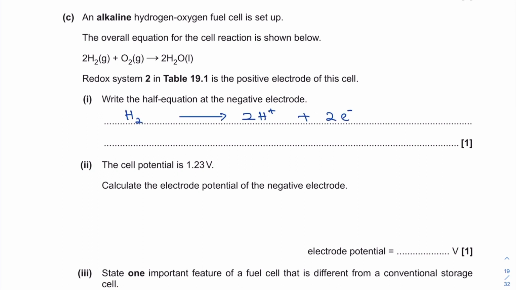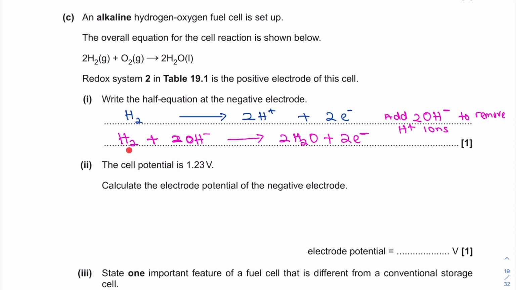Part 3. State one important feature of a fuel cell that is different from a conventional storage cell. For part 1, the hydrogen gas is going to give 2H+ plus 2 electrons. So we add 2OH- to remove the H+ ion. 2H+ from the hydrogen gas, plus 2OH-, gives you 2H2O plus 2 electrons. So the 2H+ and 2OH- will form the water.